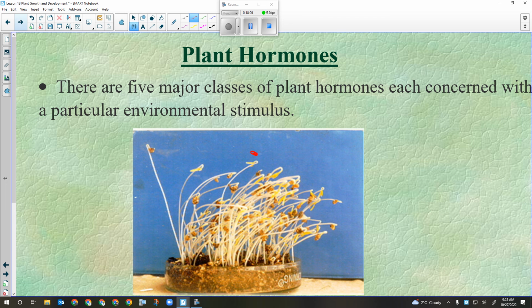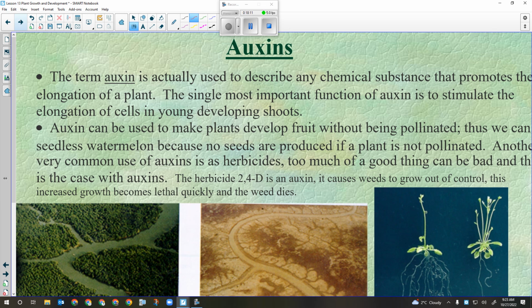All right. So, first type of plant hormone that we're going to go over are called auxins. Auxins are effectively growth hormone. They result in the lengthening of the plant. So plants will get longer as a result of auxins.